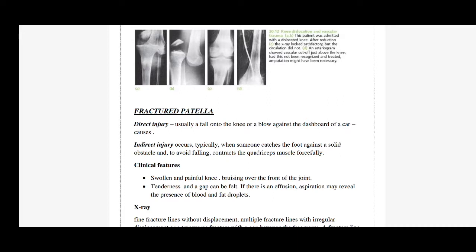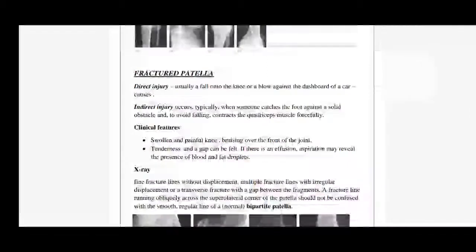Direct is usually a fall onto the knee, either on a sharp edge or a smooth edge, or a blow against the dashboard that occurs in road traffic accidents. Or indirect, which occurs typically when someone catches the foot against a solid obstacle and, to avoid falling, contracts the quadriceps muscle. That is what we call an eccentric contraction of the quadriceps muscle. It usually causes either an avulsion fracture or a transverse fracture, while direct injuries may cause a comminuted fracture of the patella.